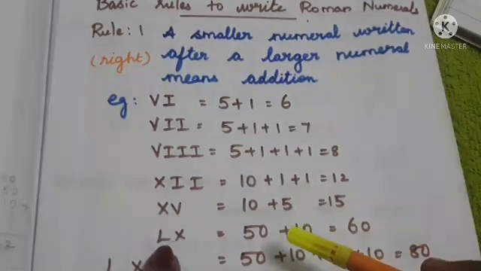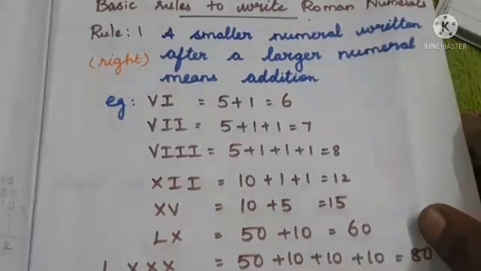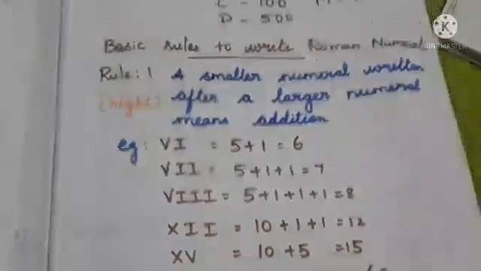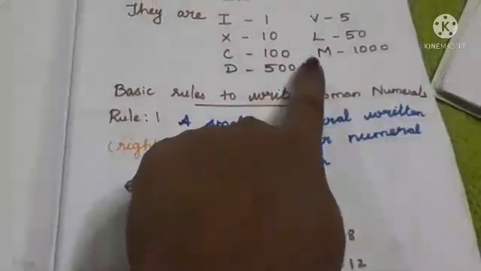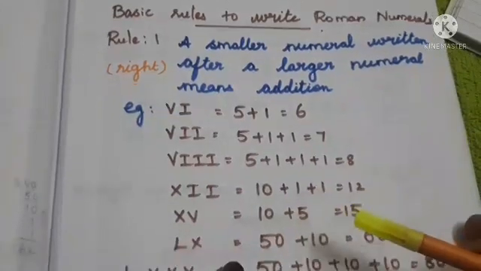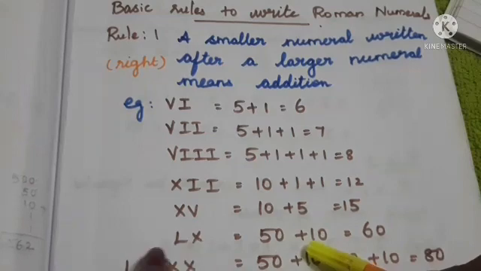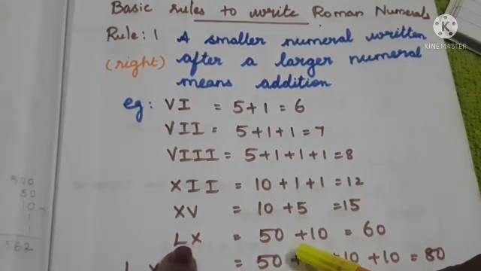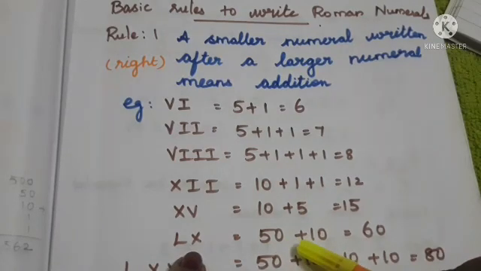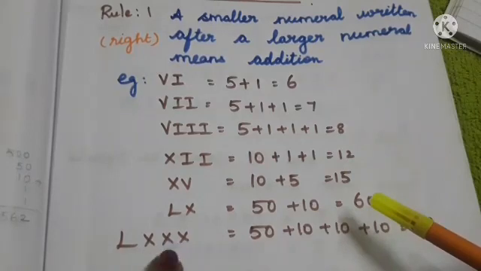So 10 plus 5 will get 15. Next one, L. What's the Hindu Arabic value for L? Yes, you have 50. L means 50, no? So you have to write 50 plus 10. Why is it 50 plus 10? L is a larger numeral. After the larger numeral only we have the smaller numeral. So we have to add 50 plus 10. You will get 60. Likewise, next one, LXXX.